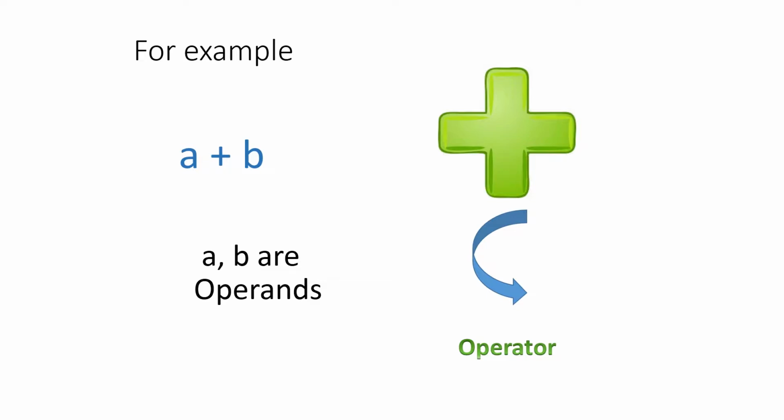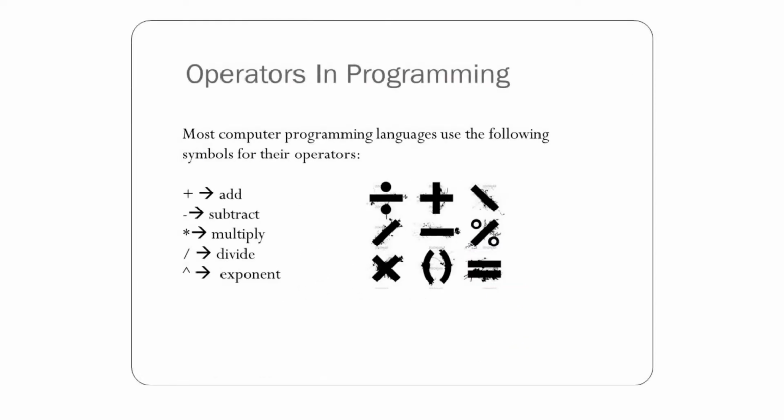By definition, an operator in programming language is a symbol that tells the compiler or interpreter to perform specific mathematical, relational, or logical operation and produce final result as an output. Every programming language has a set of operators and symbols which may differ from language to language. But common symbols for most programming languages are add, subtract, multiply, divide. These symbols and operators are used for every programming language.